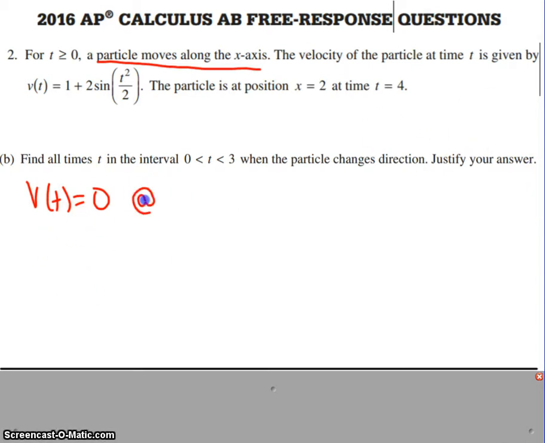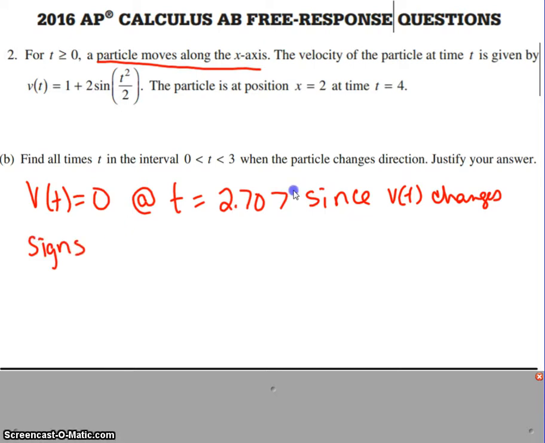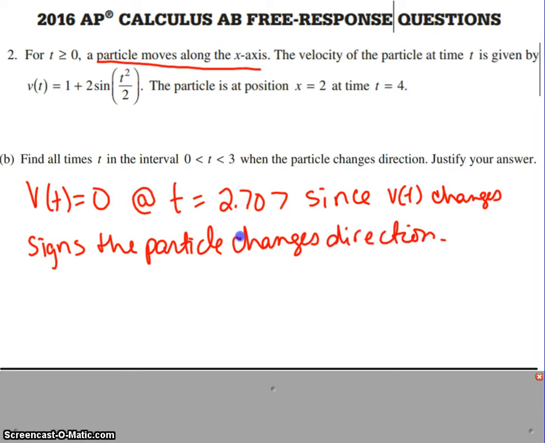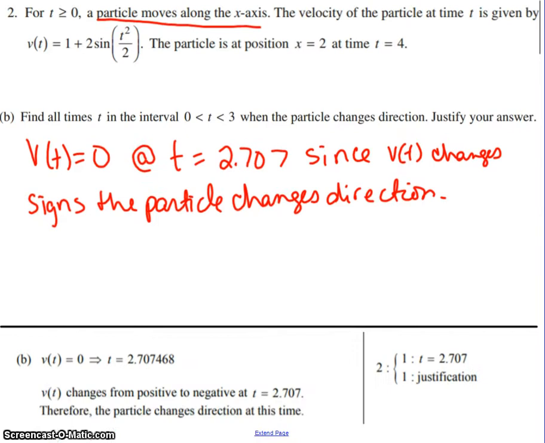So v of t equals 0 at time equals 2.707, and since v of t changes signs, the particle changes direction. All right, so the score for that one is 2 points. 1 point for finding 2.707 and 1 point for the justification of how you know that's where the particle changes direction. Well, it's because that's when v of t changes signs, and it's when v of t equals 0.